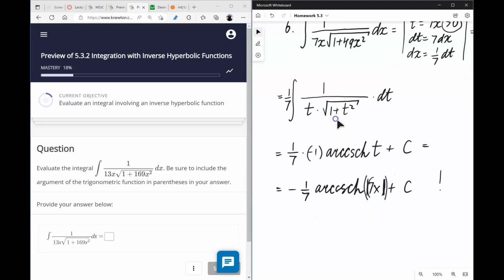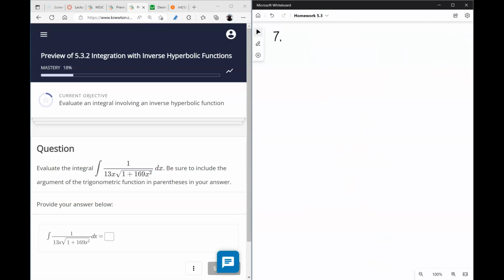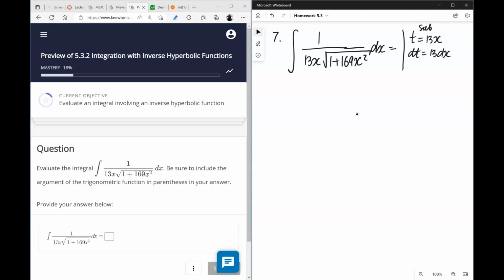So we have, this was number 6. Let's do number 7. Probably very similar problem. We have integral of 1 over 13x square root of 1 plus 169x squared dx. So the substitution t equals 13x will do the trick. So dt is 13 dx. dx is 1 over 13 dt. And now we have 1 over 13 integral of 1 over t square root of 1 plus t squared dt.